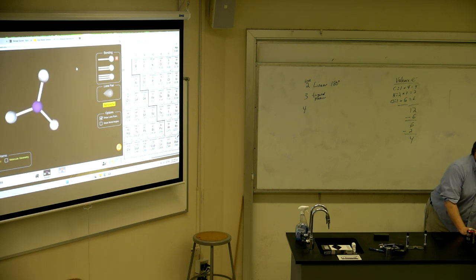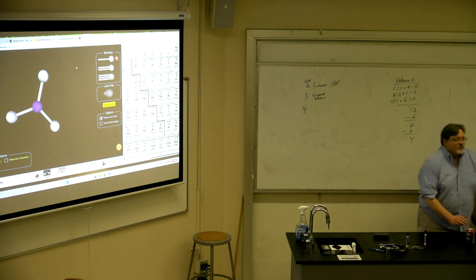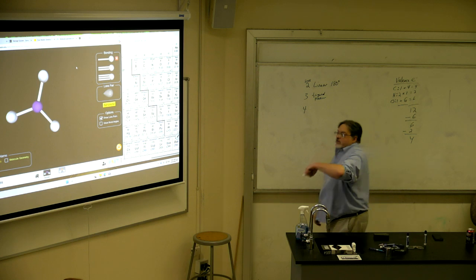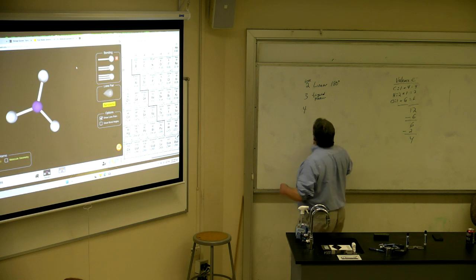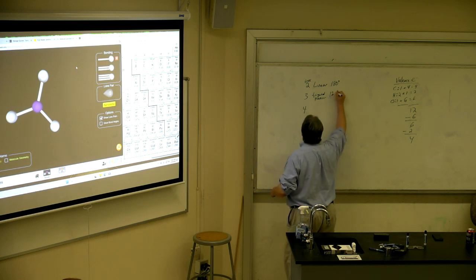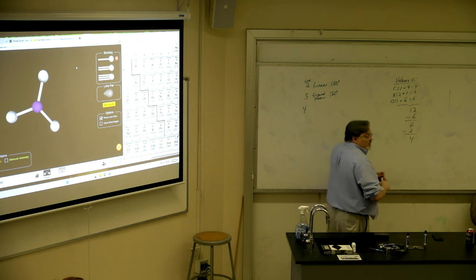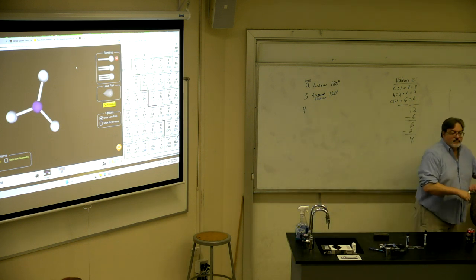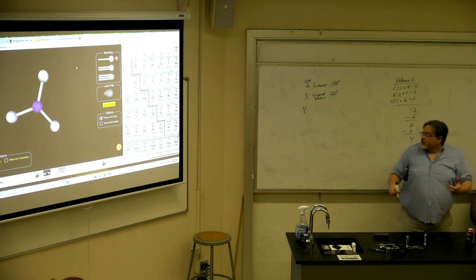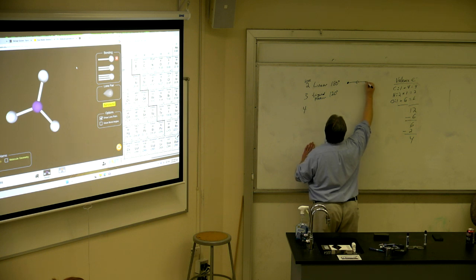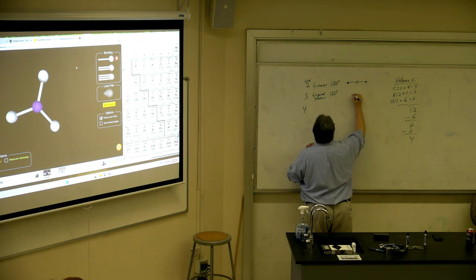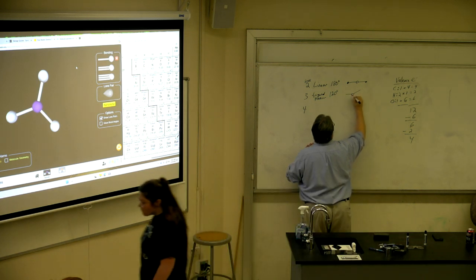What do you think the angle is? The first one was obvious, it's 180 degrees. This one's actually obvious too, if you think about it. A full circle is 360. You divide that into 3 sections, you get 120. That's a 120 degree bonding. You with me? I can draw both of these on the board. Linear looks like this. There's a group there, there's the central atom, there's a group there. Trigonal planar, I can actually draw that on the board.